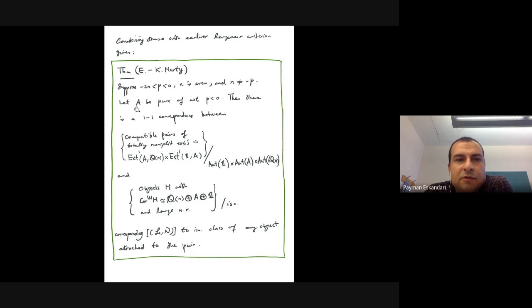But your goal is to, and A is a pure motive of weight P. You're trying to find a classification for motives M whose associated graded looks like this. There's a Qn, and then there's an A, weight of A being, so this is sort of an increasing order of weight. There's a Qn, there's an A, and then there's a 1, this A being pure of weight P. So this first condition just says that this is an increasing order of weight. Your goal is to classify these objects which have a large unipotent radical up to isomorphism.